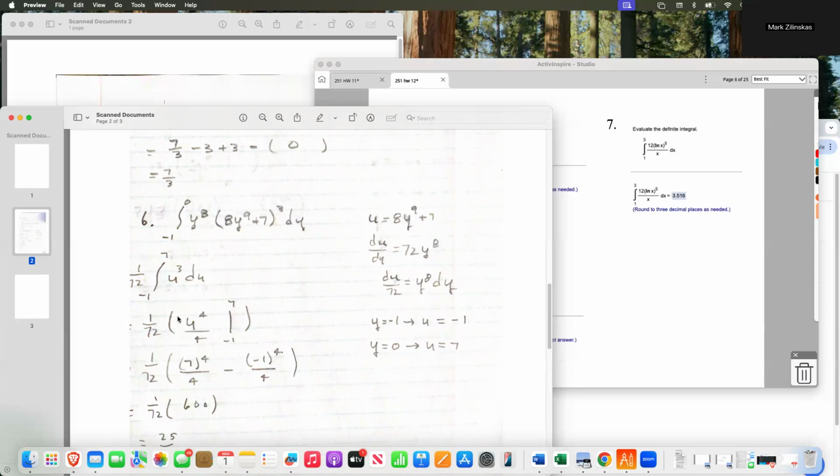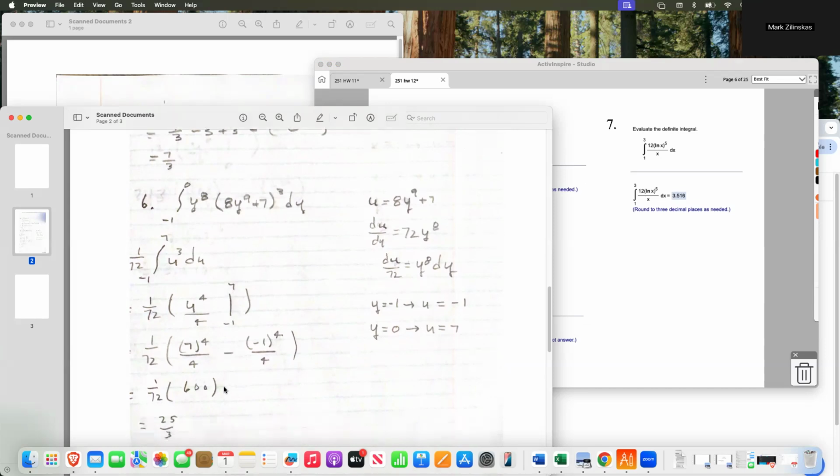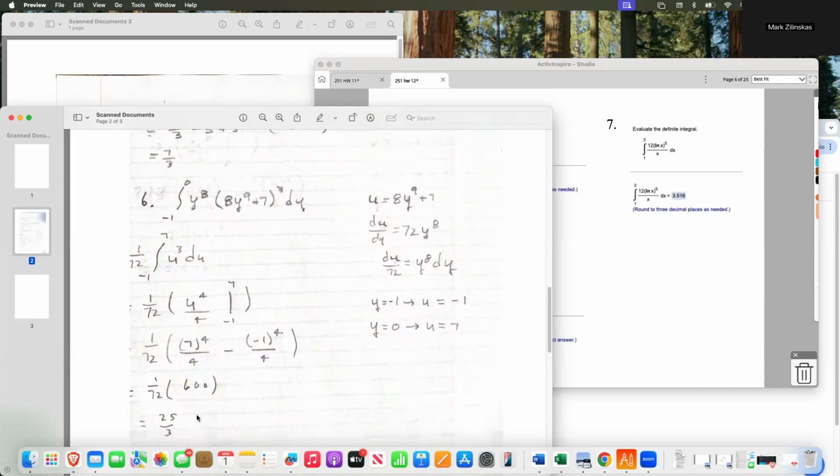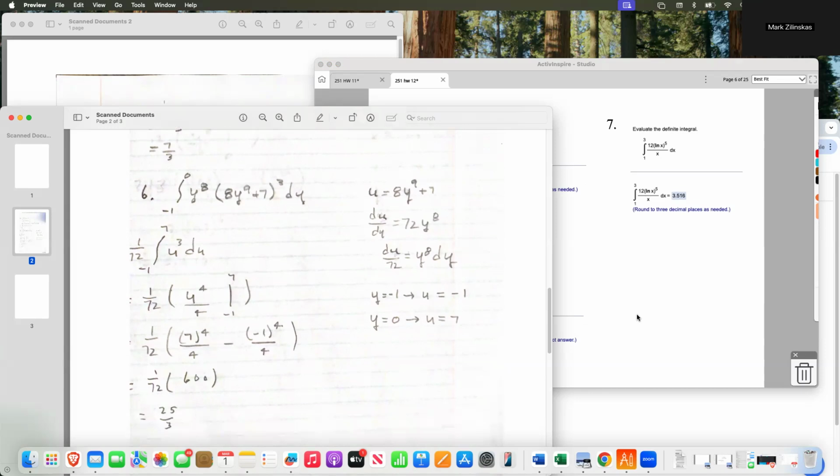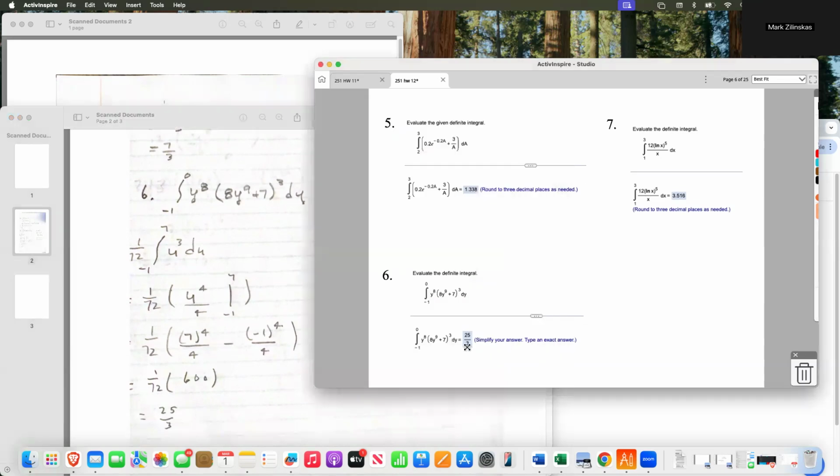So now I evaluate the antiderivative of u cubed, which is just u to the 4th divided by 4. And I evaluate it at 7 and -1, subtracting in that order. This simplifies to 600 inside the parentheses. And when I divide by 72, I get 25/3 when it all simplifies. And that is the solution that we end up with.